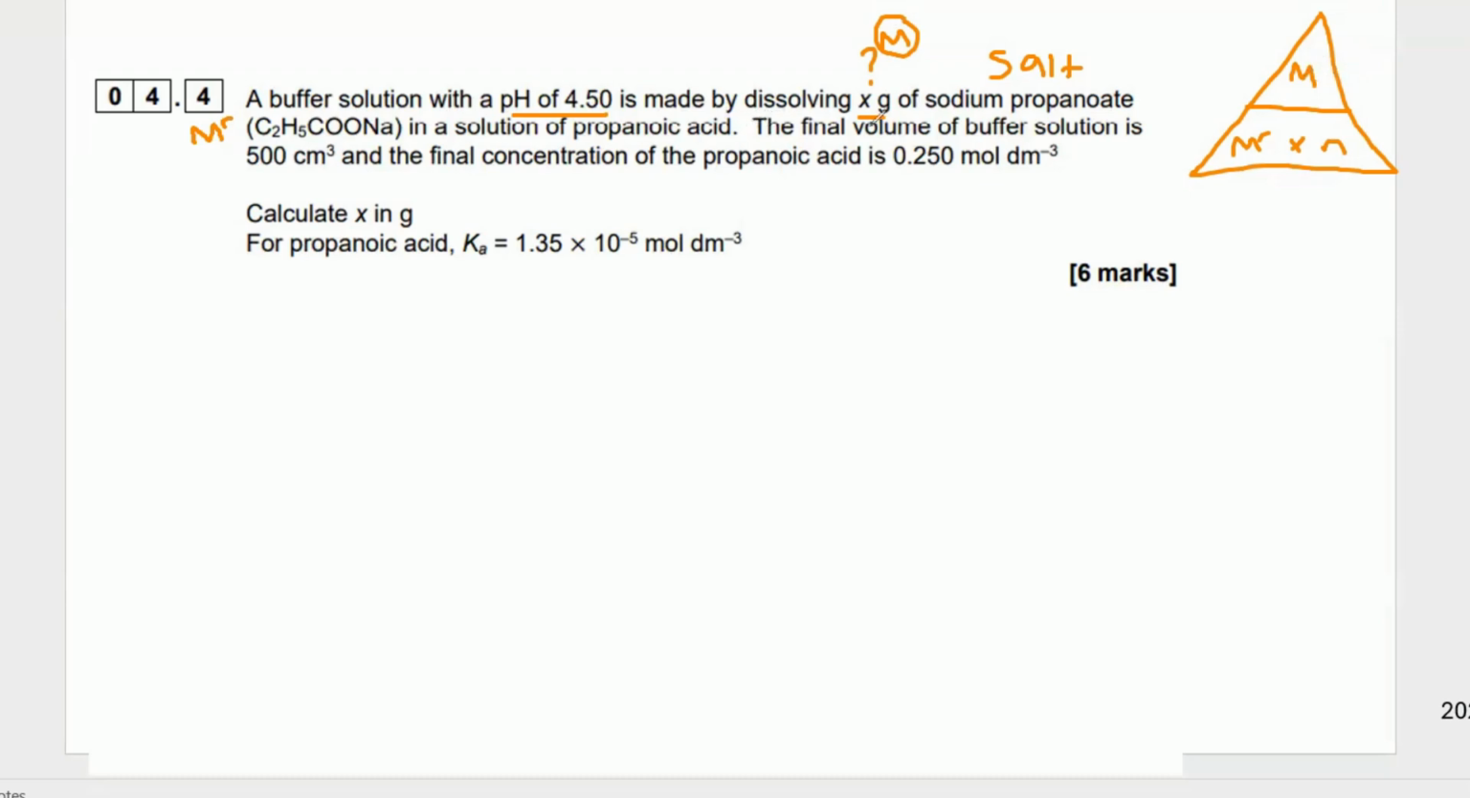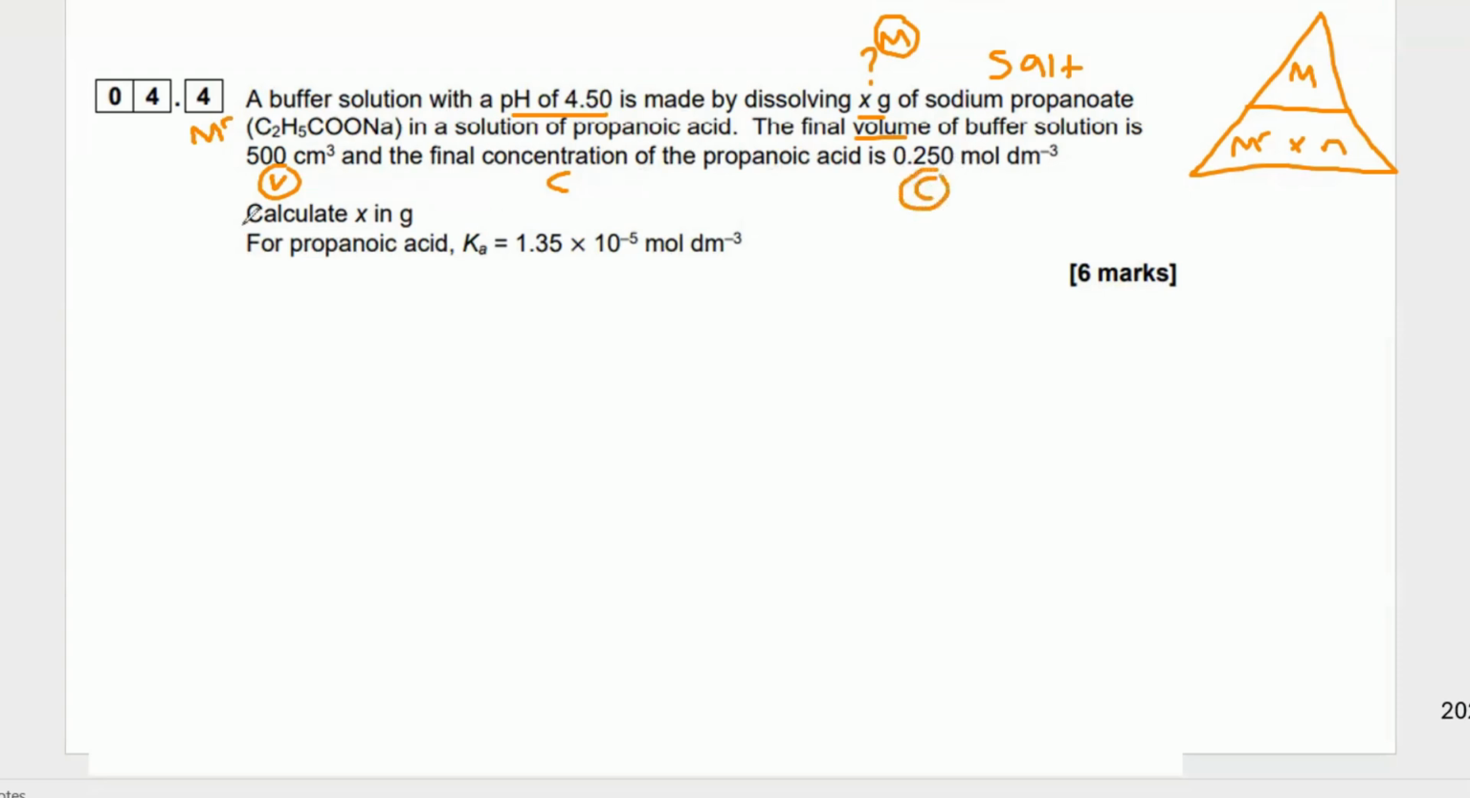The final volume of the buffer solution. Okay, so once it's added to this acid, the final volume is 500 centimeter cubed. You've got to ask yourself, when you see centimeter cubed, what is that? And of course, that is a volume. And it even tells us the word volume. So V, and we're starting to see, oh, look, V, and the final concentration, remember concentration C, is 0.250, and that's of the acid too.